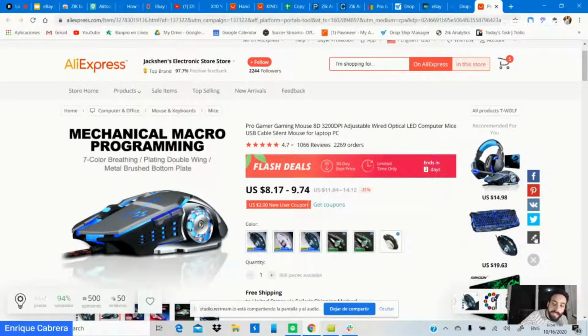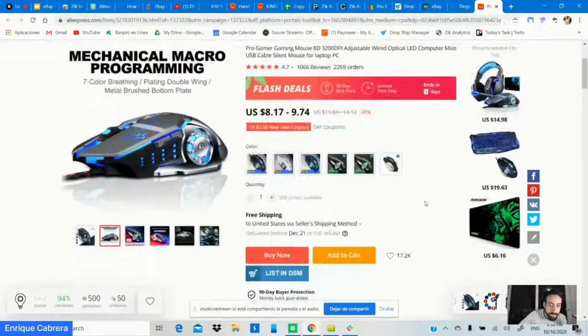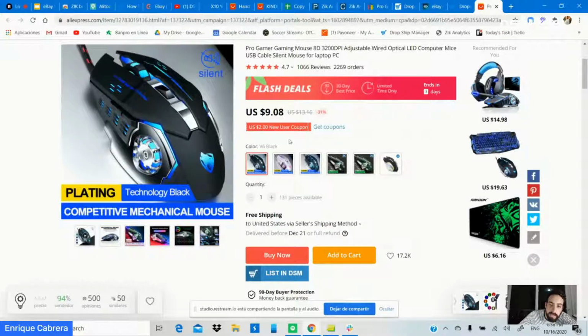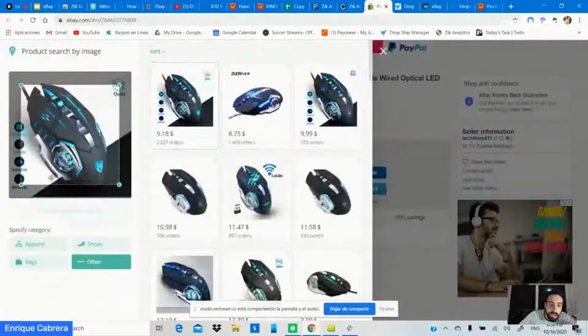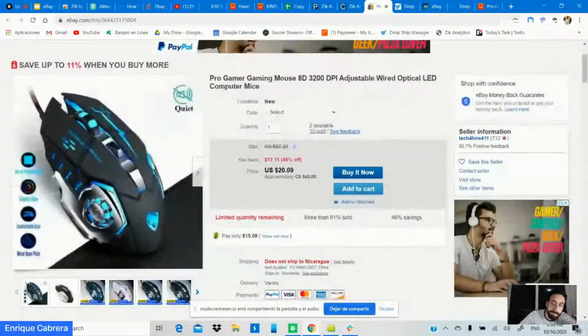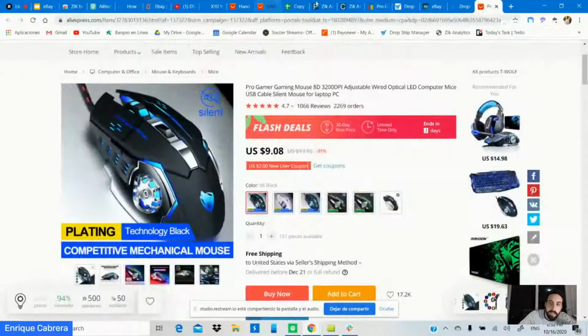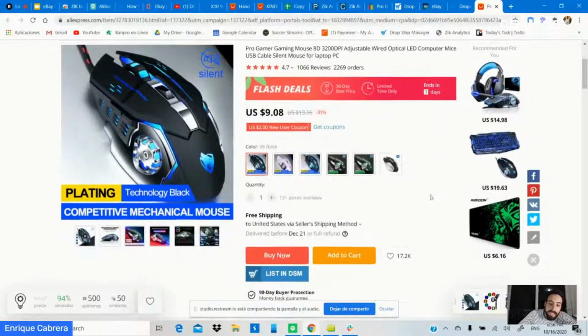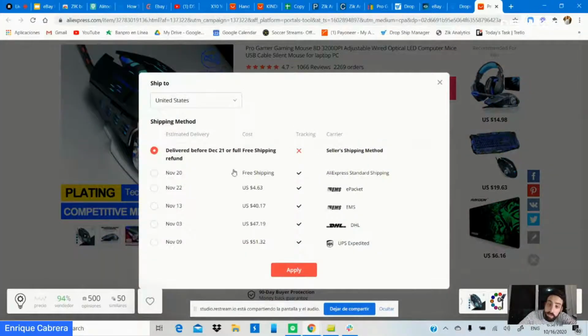Now it's time for us to see if we can make money out of it, right? So let's see, maybe we can choose this variation, which is the same variation here on eBay, at least on the principal image. And it's time for us to choose our shipping method. And then again, oh, look at that. We have free shipping via AliExpress standard shipping. It generates a tracking number and it's free. So you can't get any better than that.